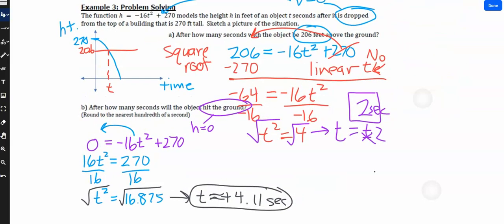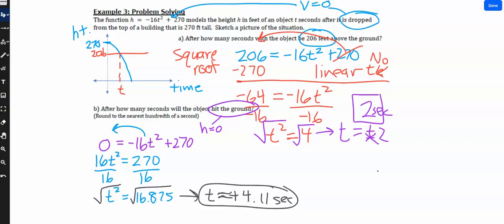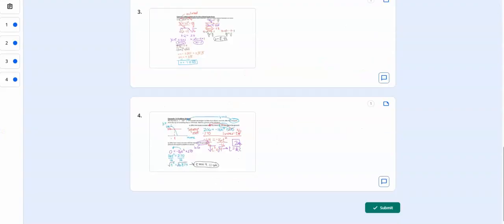And I think that is the end of this particular set of notes. Let me just double check. Yes, it is.